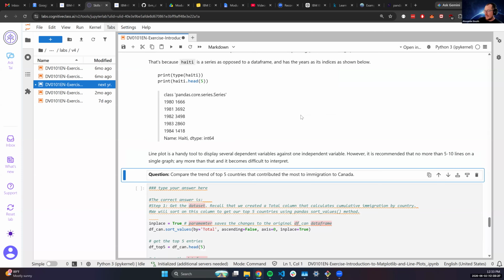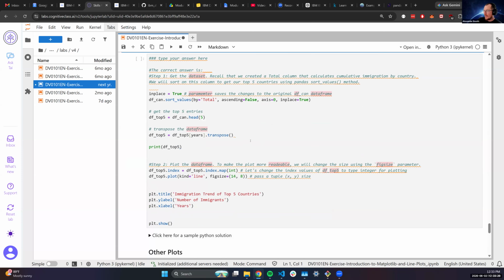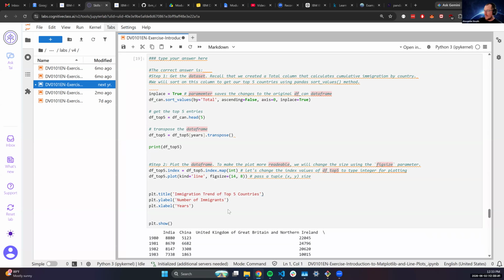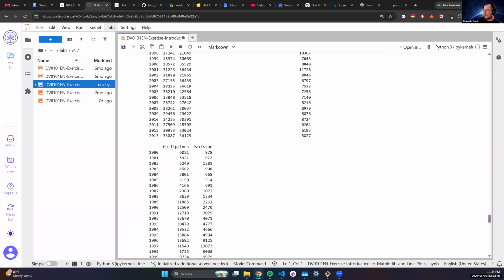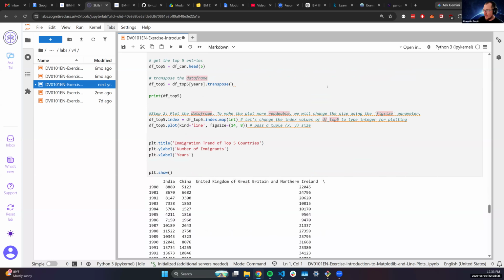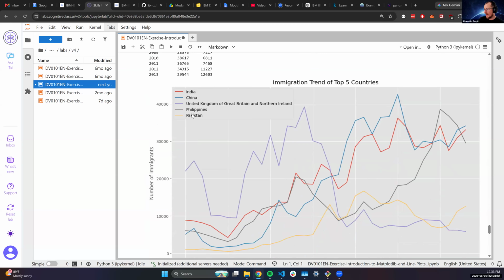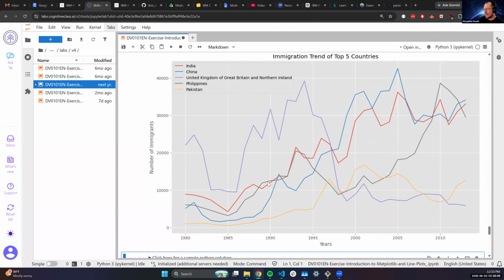All right, let's keep going here. We're going to just grab the top five countries. We're going to sort by total, grab our top five countries, transpose them like we did before, and then we're going to make our 5 lines, which is all that this is going to be doing here. And again, you don't have to automate your code all like this. I like being pretty explicit with my visualizations, so I know exactly what I'm graphing. But here we go. And we can see we got India, China, the UK, Philippines, and Pakistan as our top 5.